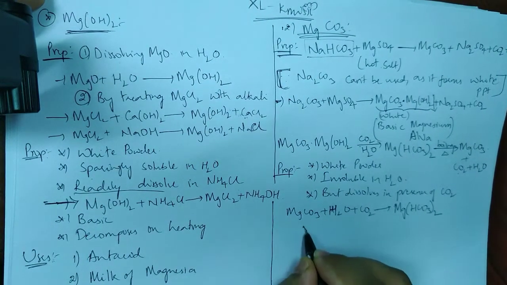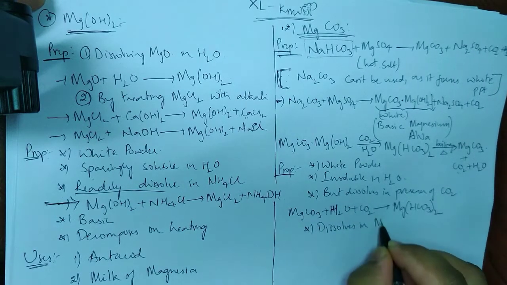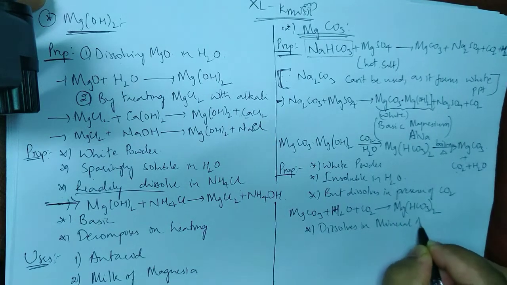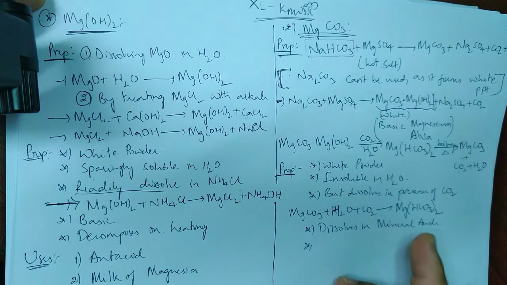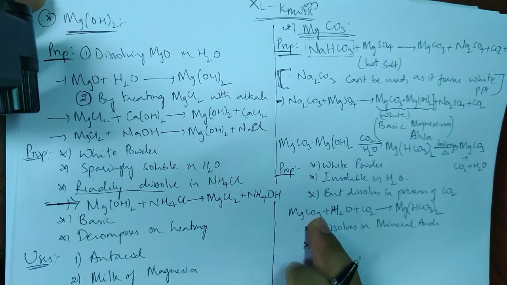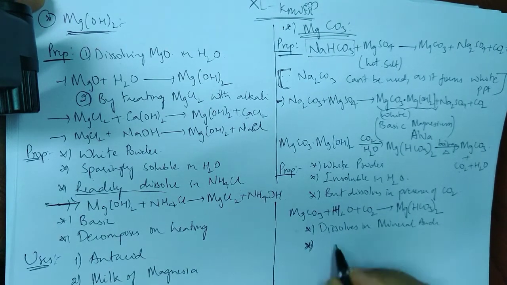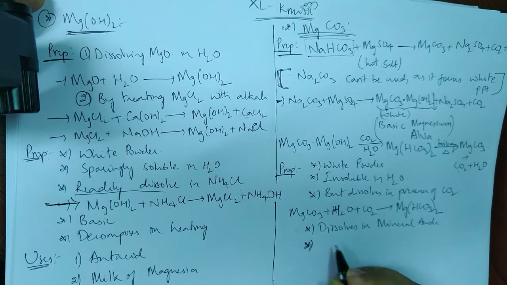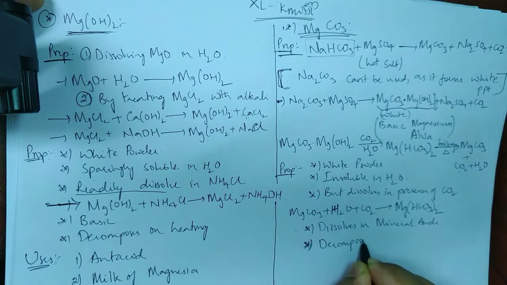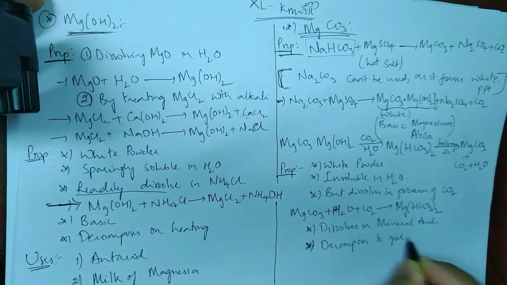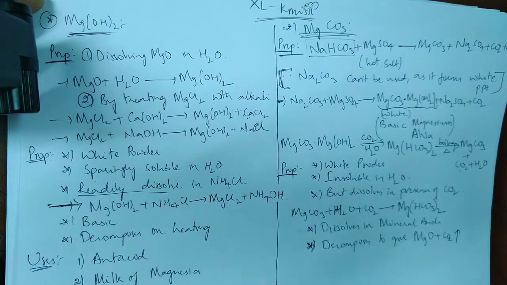And it also dissolves in mineral acids like HCl, H2SO4, nitric acid and all. And I hope you know what the product could be if I react this with HCl: MgCO3 plus HCl, what should it form? I think you can answer that. Then the last one: on heating, it decomposes to give magnesium oxide plus carbon dioxide. So that's all about the properties.